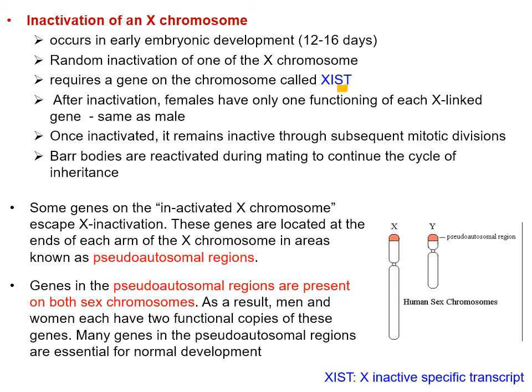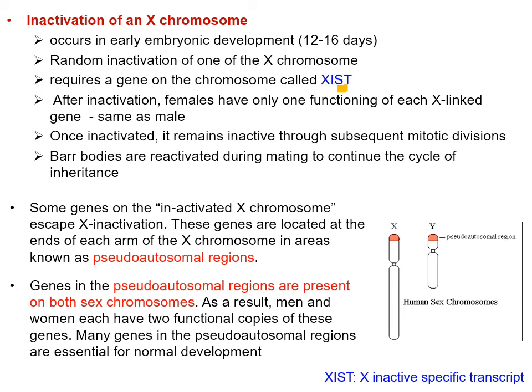After inactivation, females have only one functioning X chromosome, same as the X chromosome in male. The inactivated X chromosome of female will have the same gene dosage as the male Y chromosome. Once inactivated, the X chromosome will remain inactive throughout subsequent mitotic divisions. Bar bodies are only reactivated during mating to continue the cycle of inheritance.